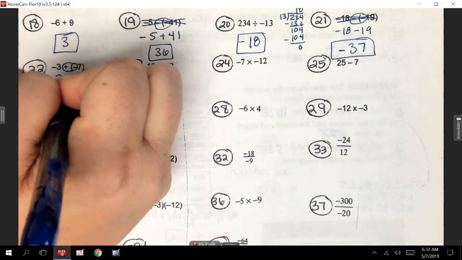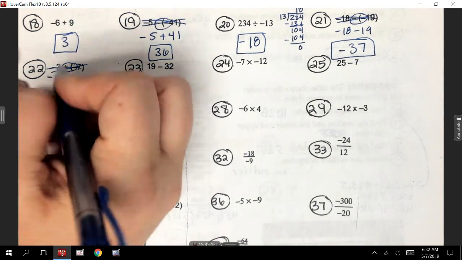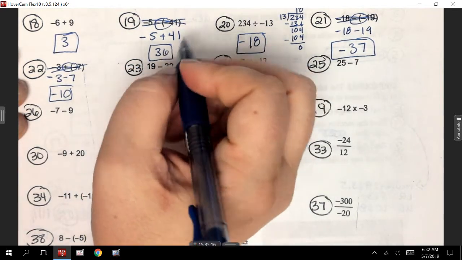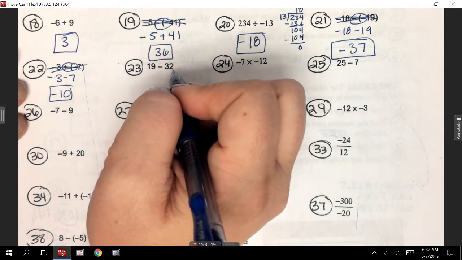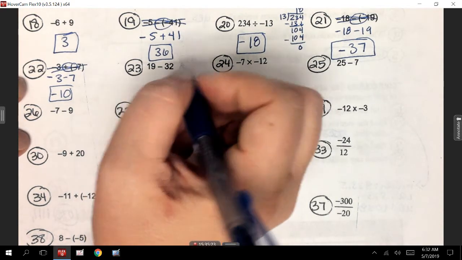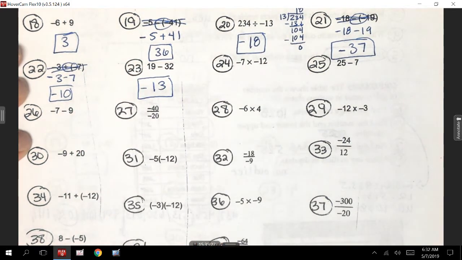Same sign, -3 minus 7. Or different sign, sorry, so I made a minus. Now they're the same sign, so I'm going to add them together to get -10. 19 minus 32. We're just subtracting that. When I think of that, I think about 20 minus 32 would give me 12, so 19 minus 32 is going to be 13, and it's negative since 32 is the bigger number.